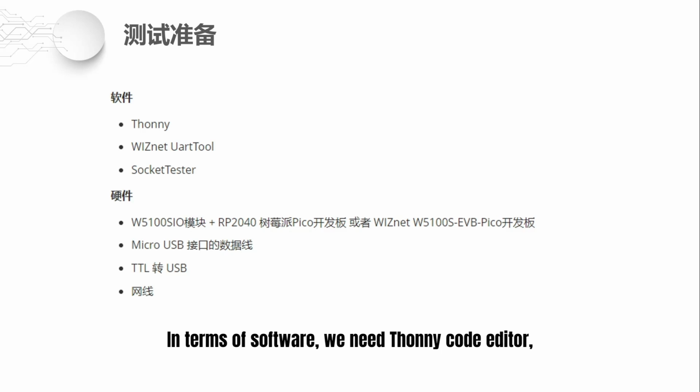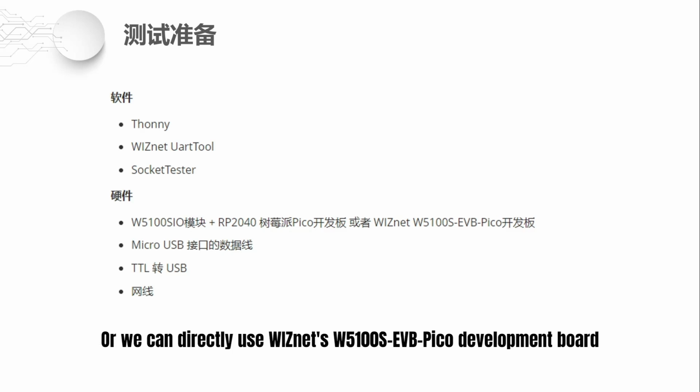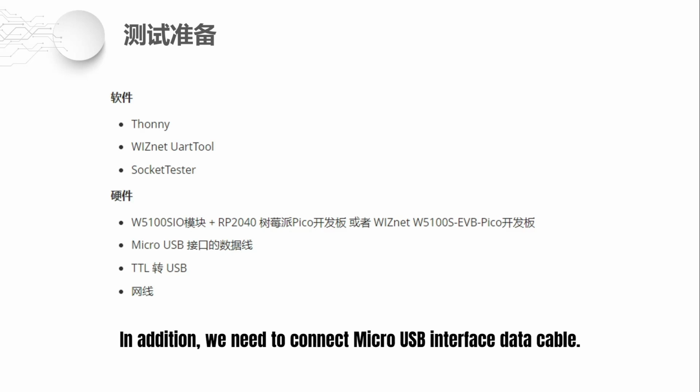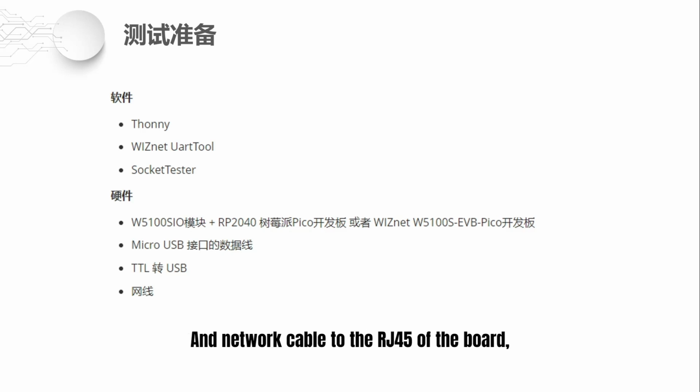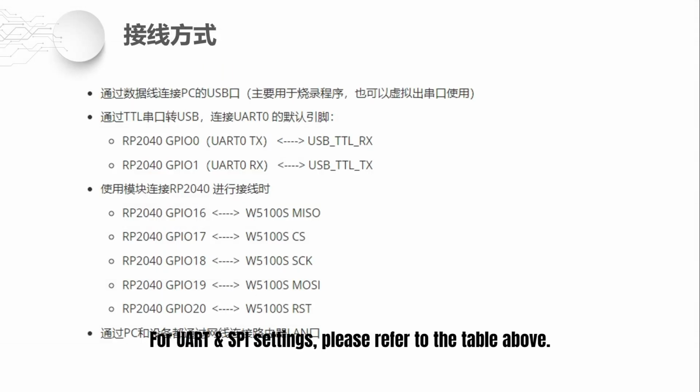In terms of software, we need Tiny Code Editor, the WIZnet UART Tool serial port debugging tool, and the Socket Tester network debugging tool. For hardware, we need the W5100S I/O module and a Raspberry Pi Pico development board. Or we can directly use WIZnet's W5100S-EVB-Pico development board. In addition, we need to connect a micro USB data cable and a network cable to the RJ45 of the board. For UART and SPI settings, please refer to the table above.